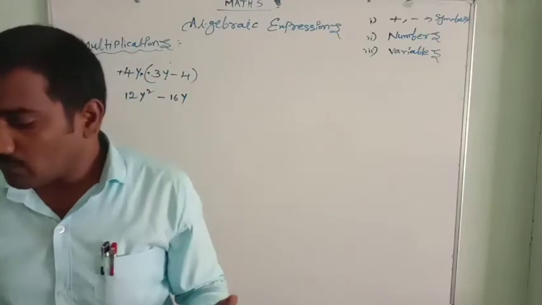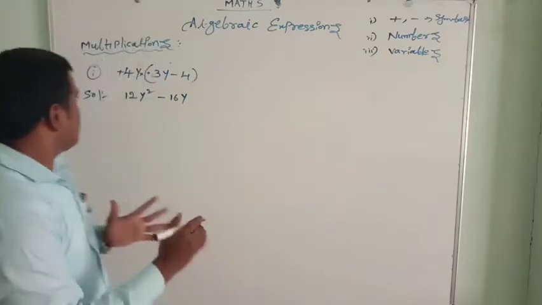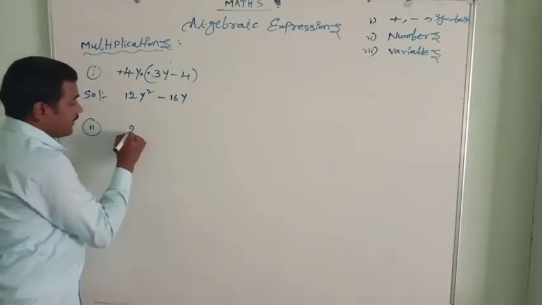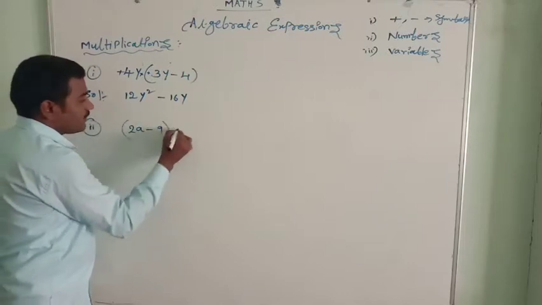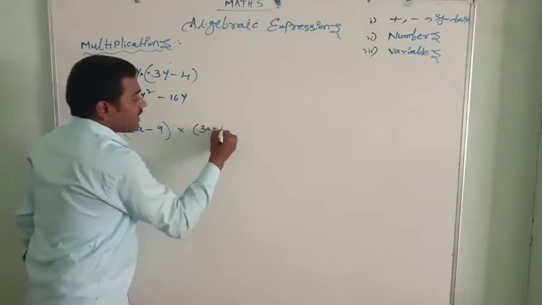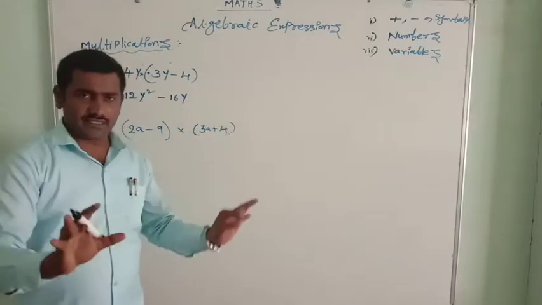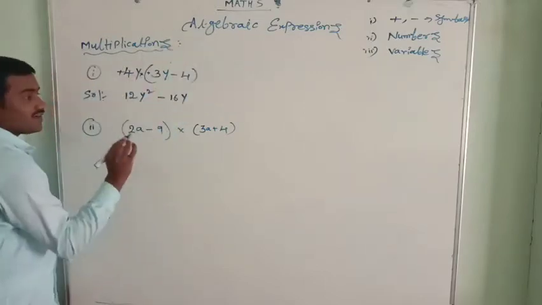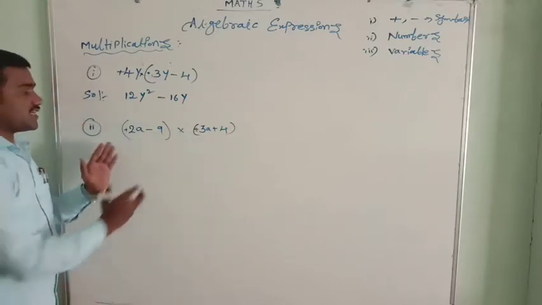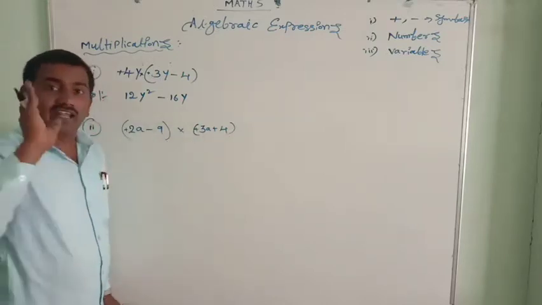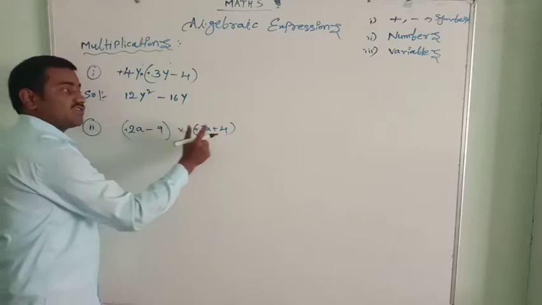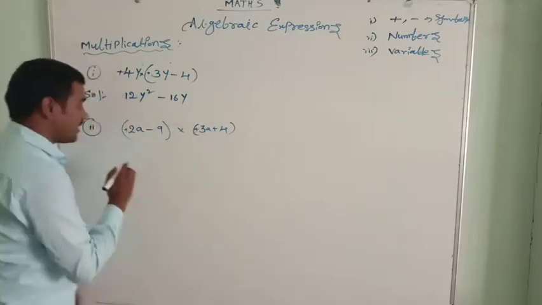Now, let me tell you one more example, of binomial into binomial. Let me take the next question: 2a minus 9 into 3a plus 4. If you understand this concept, it is very easy. First, symbols multiplication. First, you write the symbols for all these. This is plus. This is also plus. Now we need to understand this is a binomial and this is a binomial. So this 2a is multiplying these two terms, and this minus 9 is also multiplying these two terms. So in this way we need to multiply.